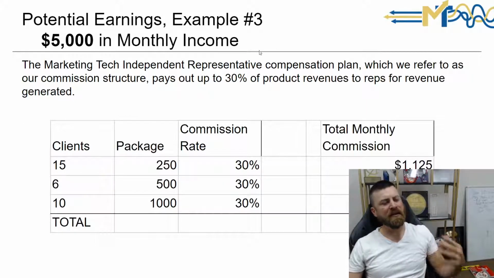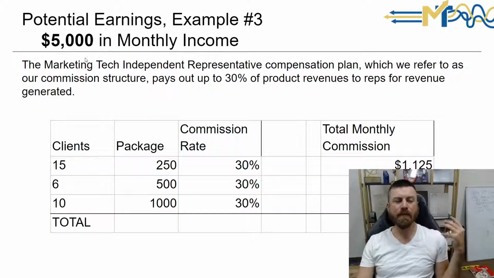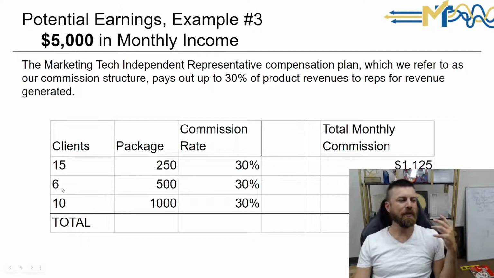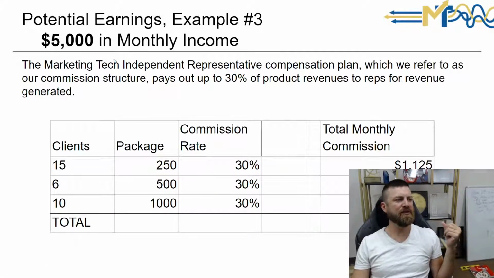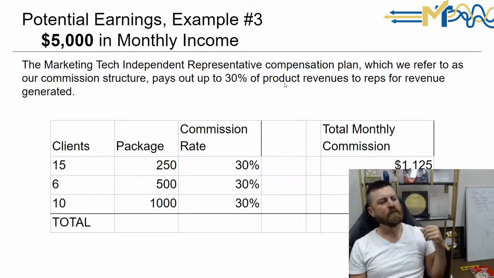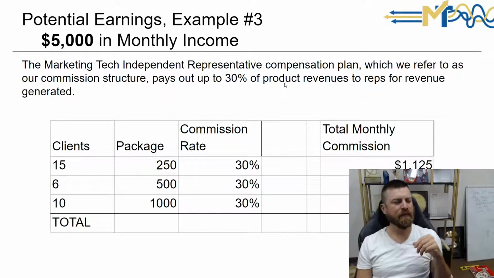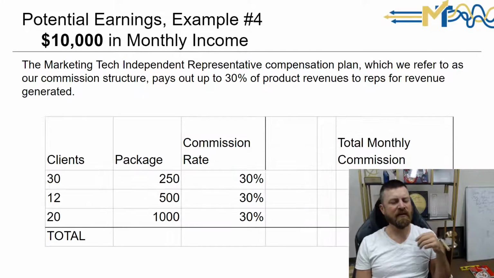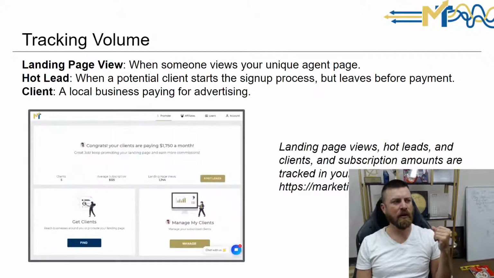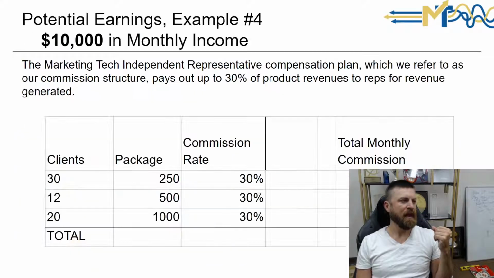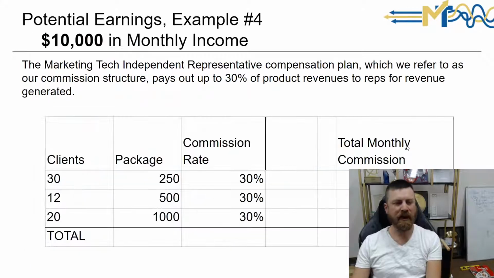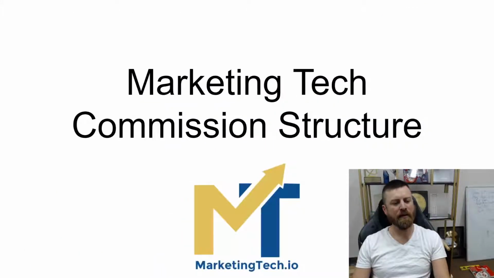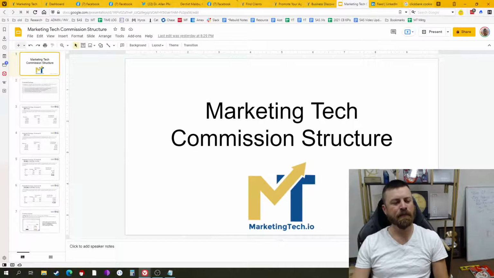I also did some breakdowns in the commission structure to show you what it might look like. You might have about 30 clients to reach $5,000 in monthly income, on various plans. These are all very reasonable pricing, the most reasonable pricing for local business owners. And I also have an explanation of how we track everything in the commission plan. This commission plan will be posted into the platform today, and we'll always let you know when it's updated.